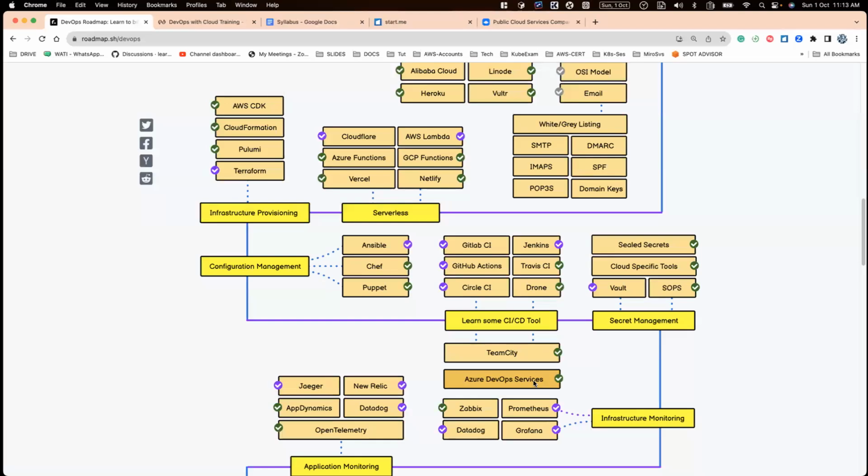So that's a replacement, like Azure DevOps Services and TeamCity. These are the same things. Okay, Jenkins. Okay, we are going to learn Jenkins. Right, fine. So what is then the difference between GitHub and this one, Azure DevOps then? It's all different vendors doing the same job, right?